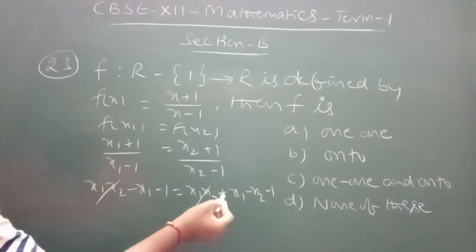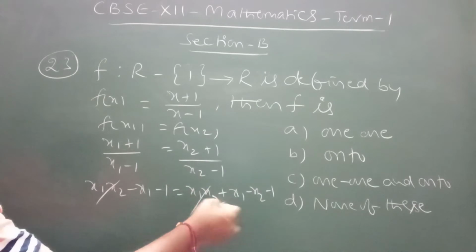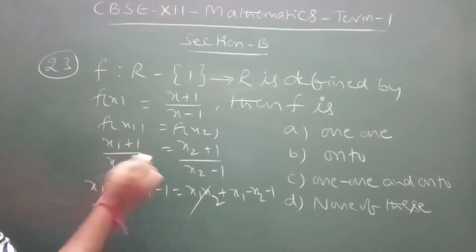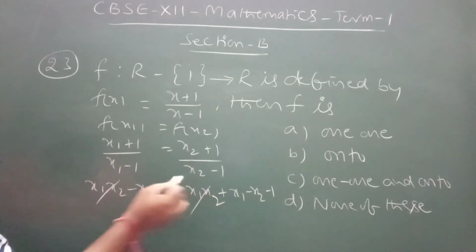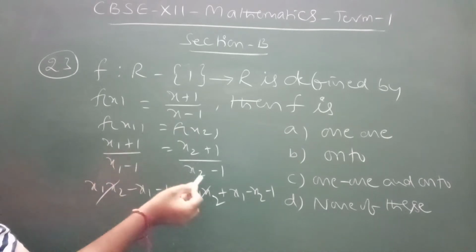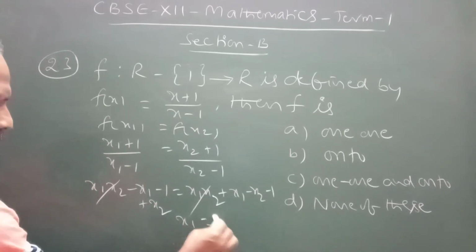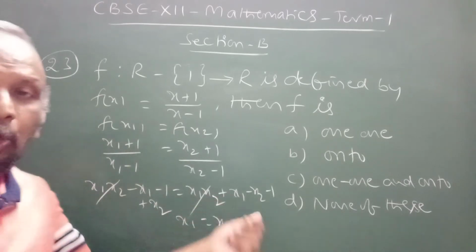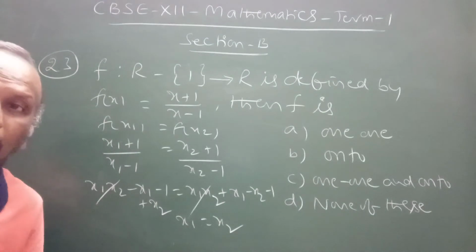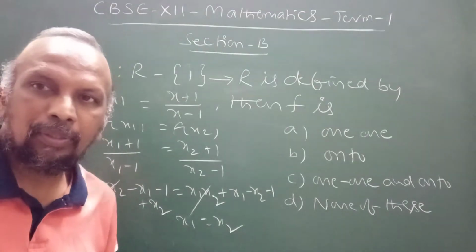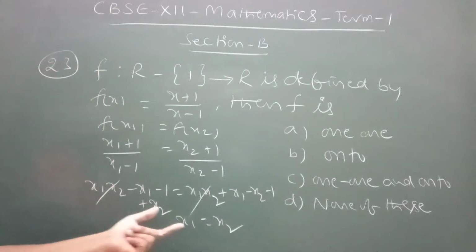I can write here x1 minus 2x1 equal to 2x2. Something is missing here, x2 minus x1. I can write plus 1x2. Again x2 is missing here. Correct. You will get finally x1 equal to x2. You simplify: 2x1 equal to 2x2, then x1 equal to x2. Clearly it is 1-1. The function is 1-1 here.